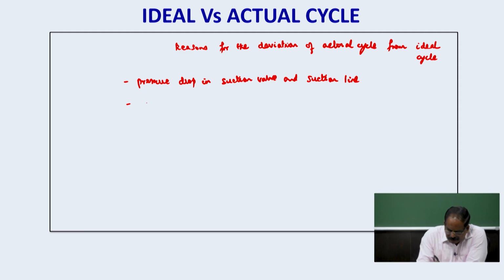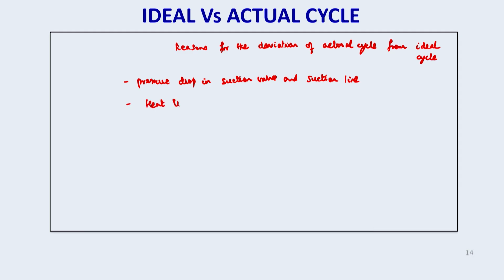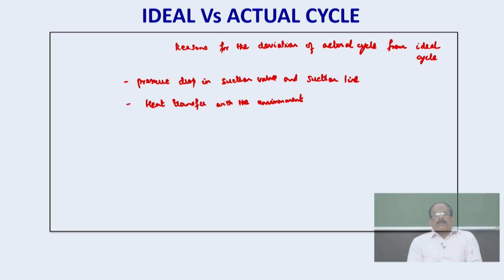And the second reason is heat transfer with the environment. To minimize this, the suction lines are insulated in order to minimize the heat transfer by the working fluid with the surrounding or the environment.